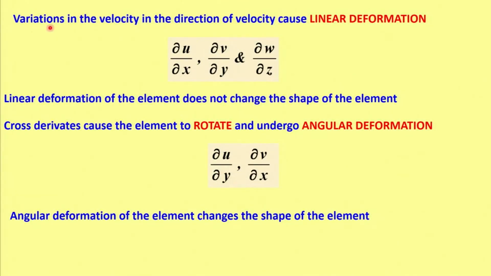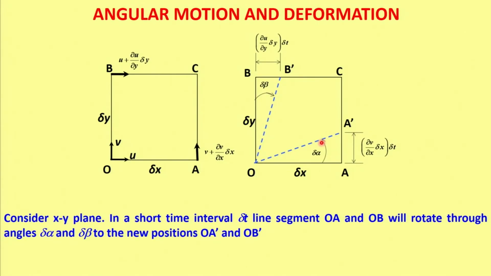If we come back to slides again here, you have variations in the velocity in the direction of velocity, that is u in x, v in y, w in z, the velocity in the same direction we are taking, that causes linear deformation. We are going to see next that u in y and z and v in x and z are going to cause rotation or angular deformation. So how does that happen? Let us try to understand. So let us start writing now.